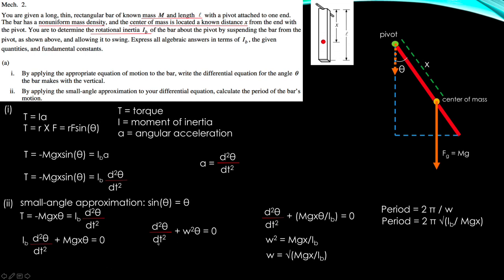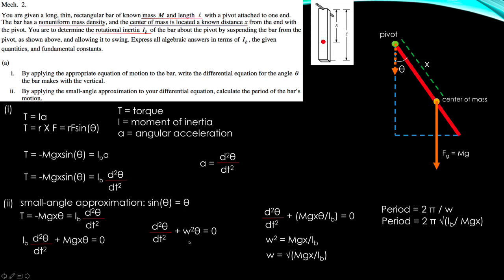And so we want to bring it to this form. Okay, and we're almost there. We just have this I b right here, and we can get rid of that by dividing it on both sides. This side's always going to say 0. We're going to have mgx over I b. This equation is just where I b is divided on both sides. So now we have this mgx theta over I b.